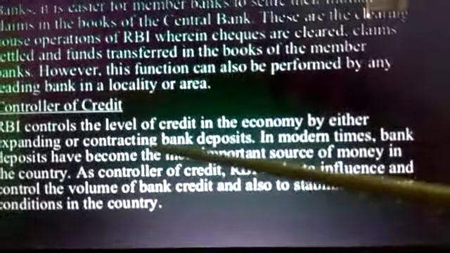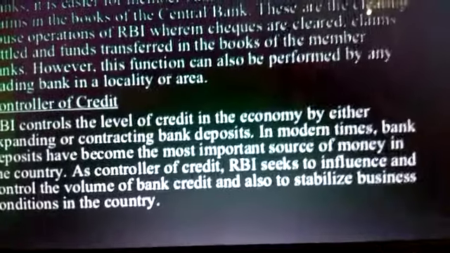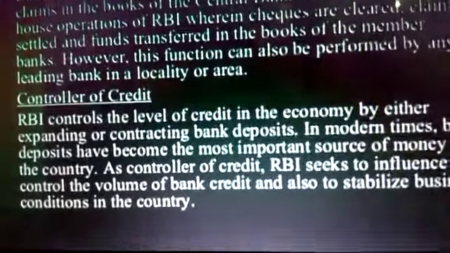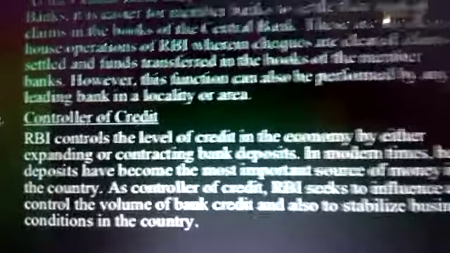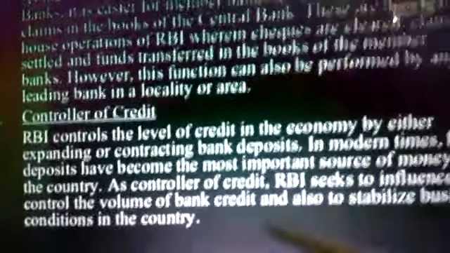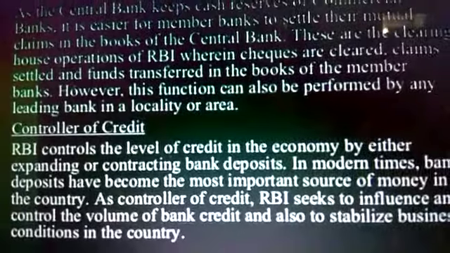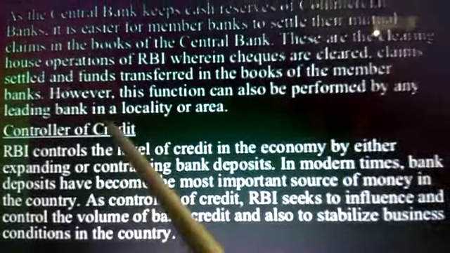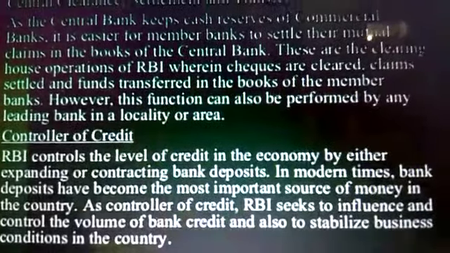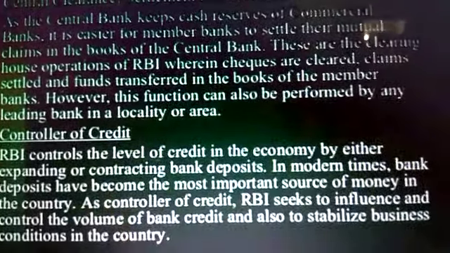Then comes the next important function, controller of credit. A commercial bank is a creator of credit. With a small amount of money, we saw an example where with 1,000 rupees, the bank could give out loans many times more than its value. That is known as credit creation. The central bank controls the power of the commercial banks to create credit. Now, how it does so, we will discuss in the next part of the chapter.